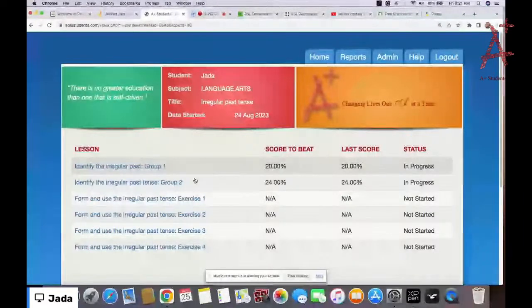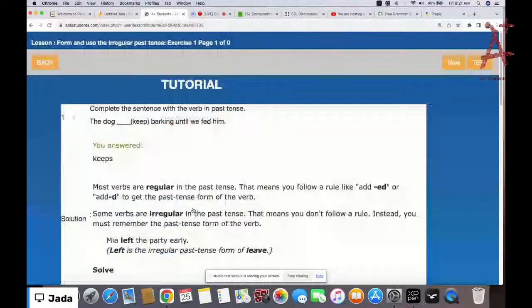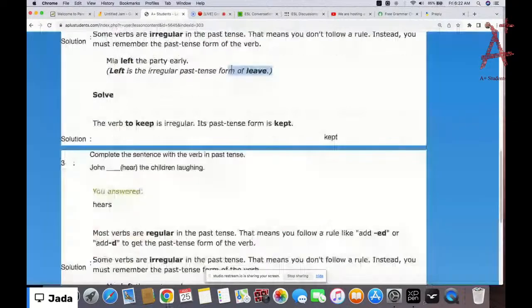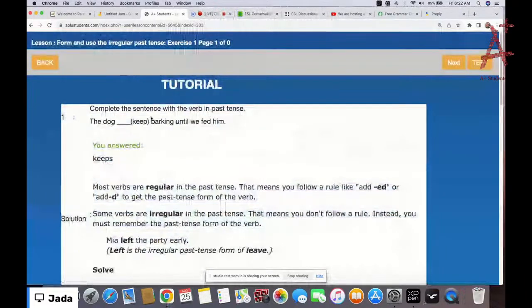The next one says to form and use the irregular past tense. Example 1. Exercise 1. So this is also like the same thing we've been talking about. Irregular past tense does not follow the rule. Instead, you have to remember them. And then regular is the one that has the ed or d. My dog keeps barking until we fed him. So my dog keep barking until we fed him.